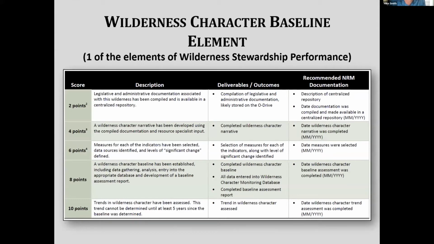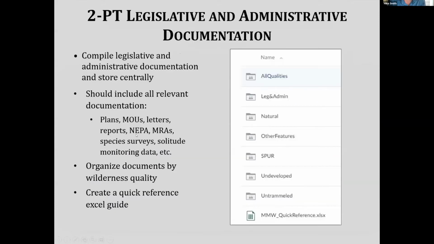Not nearly in as much detail as Jacob, Kate, and I did on Tuesday, but we'll touch on each one a little bit. The first one is gathering up all the legislative and administrative documentation that has some relevance to your wilderness. A lot of them are a plan, an MOU, a letter, NEPA, MRA, really whatever your Forest Service office has.